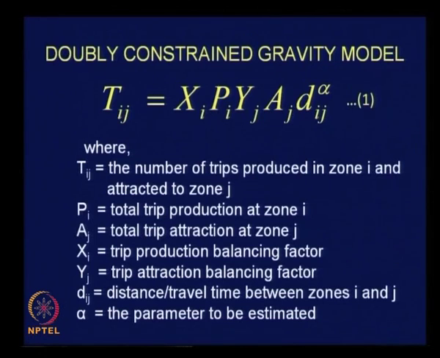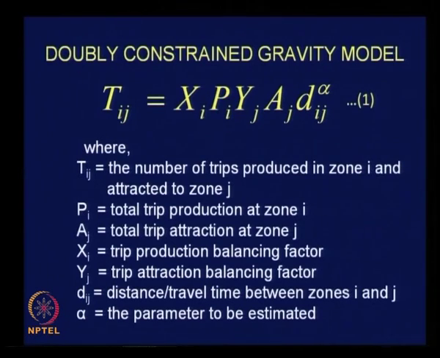So, that is taken care of initially, and Yj is the trip attraction balancing factor to take care of the constraint that trip attraction of each of the zones is not changed after we distribute the trips, okay. And Dij is the distance or travel time between zones i and j, mostly travel time as we have discussed, and alpha is the parameter to be estimated, right. This is a very general formulation of the doubly constrained gravity model.